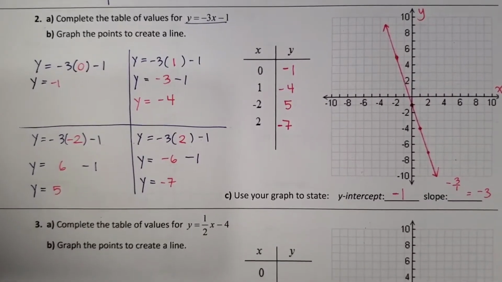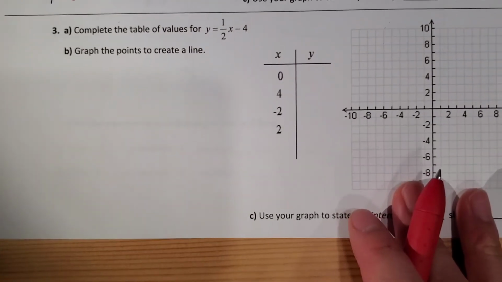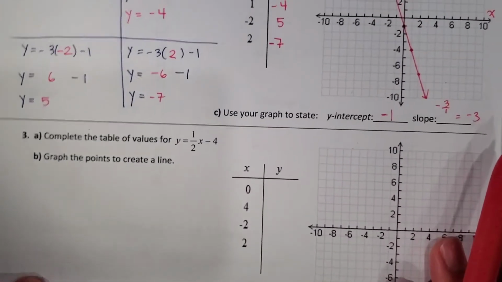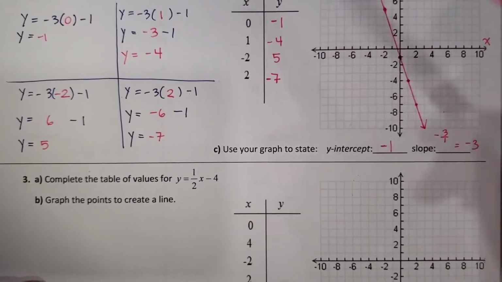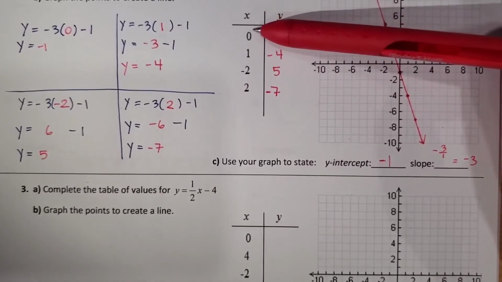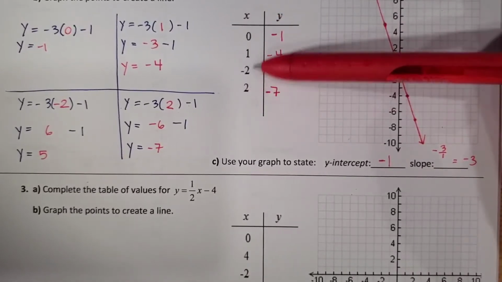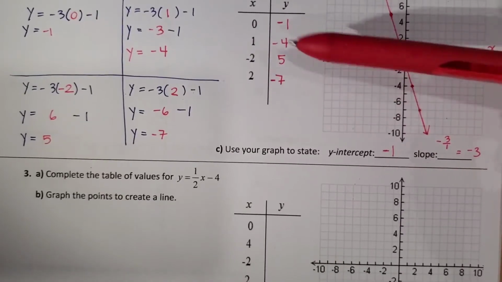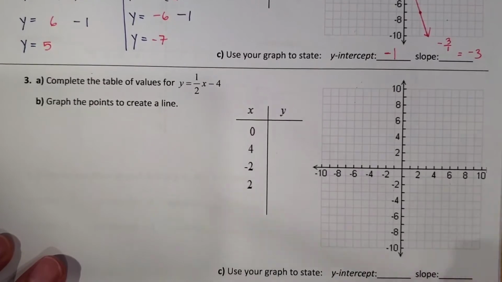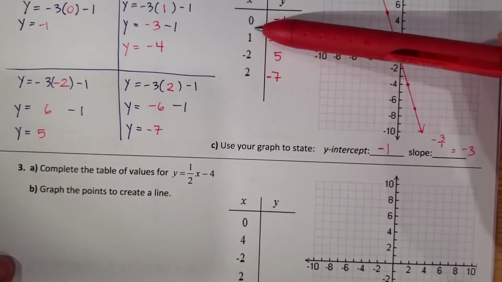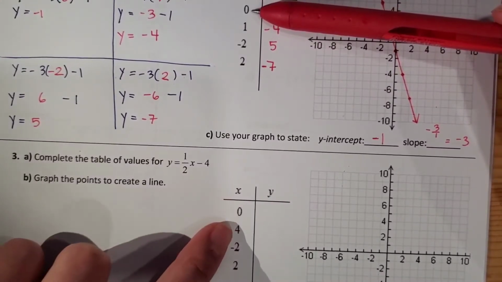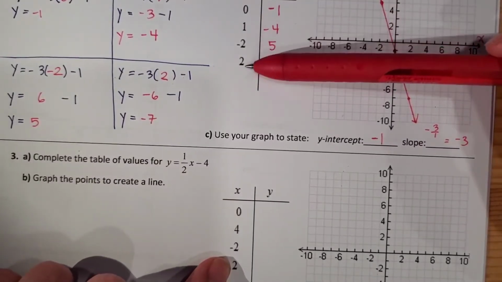Okay, and the third question. Notice the difference in the numbers that we've given you. You see that the x values for number 1 and 2 are the same: 0, 1, negative 2, and 2. We wanted you to have a negative number so you know what to do with the equation. But here, the numbers are different. Of course, we're going to use 0. But then we have 4, negative 2, and 2 here instead of 1, negative 2, and 2.